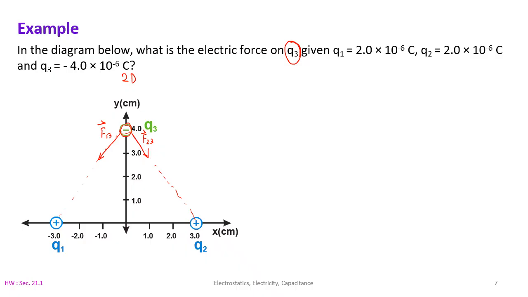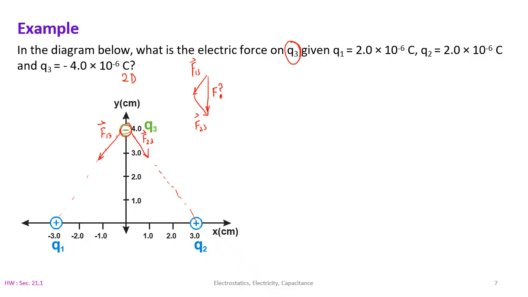So our job is to add F13 to F23 and find out what that resultant vector is. It looks like the x components are going to vanish. We're just left with a y component, a downward pointing electric force on Q3.